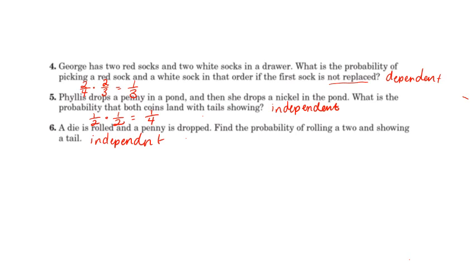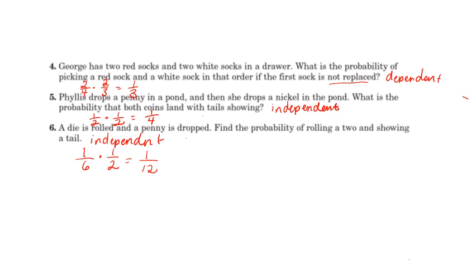What's the probability of rolling a 2? One of the 6 sides is a 2, so there's 1 out of 6. And then a tail would be 1 out of 2. So that probability would be 1 times 1 is 1, 6 times 2 is 12. So 1 out of 12 chance of that happening.